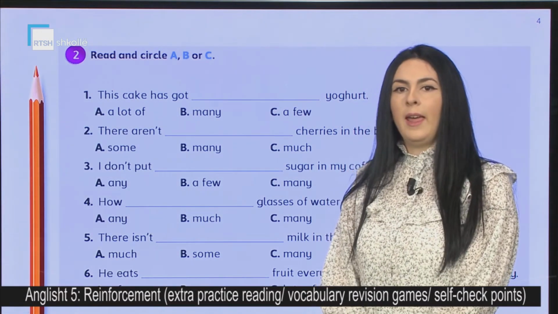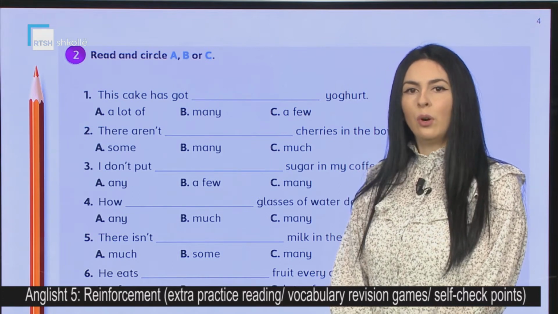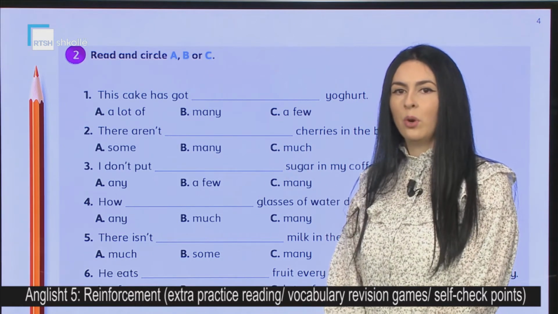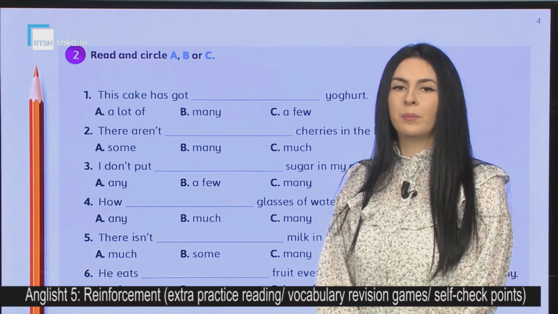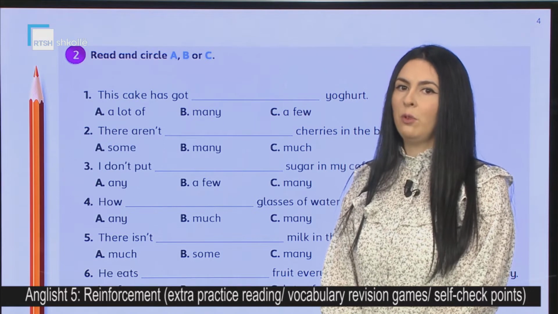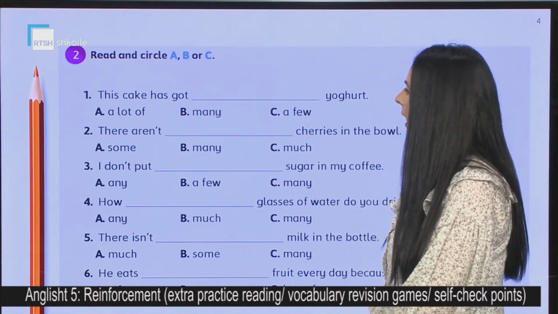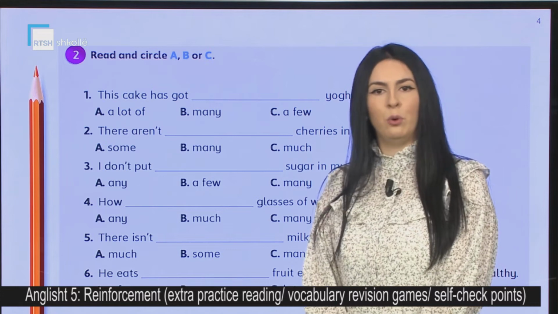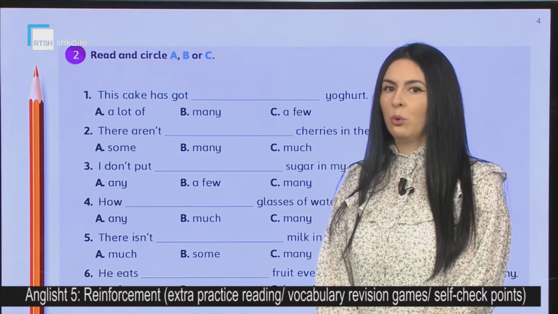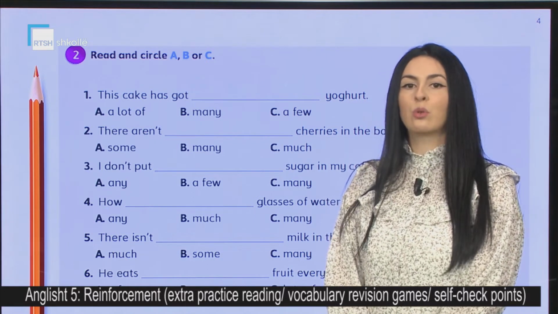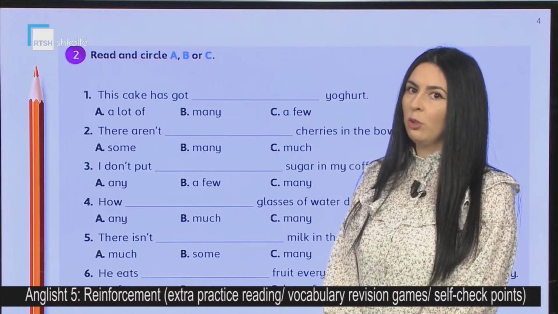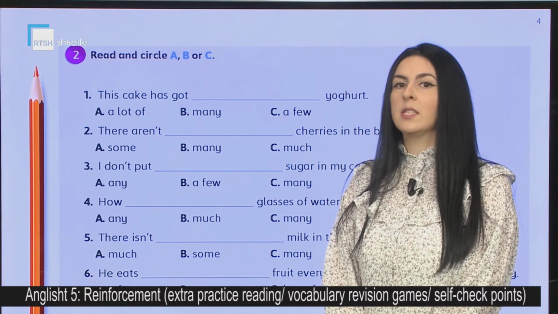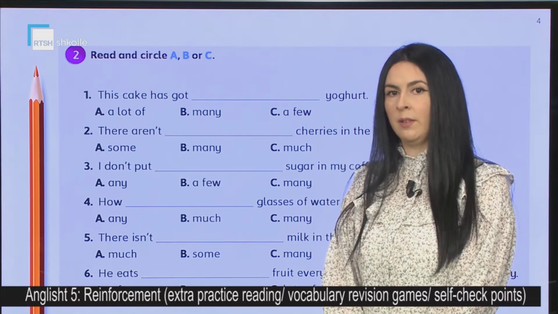Read and circle A, B or C. You're going to read the sentences which are on the board and you're going to think about the answer. Then we're going to see together if you guessed right. This cake has got yogurt, a lot of, many or a few. Be careful. When you try to guess the right quantifier, you should always look at the noun, if it is a countable noun or if it is an uncountable noun. The second step is to see the sentence, if it is an affirmative sentence, a negative or an interrogative sentence.